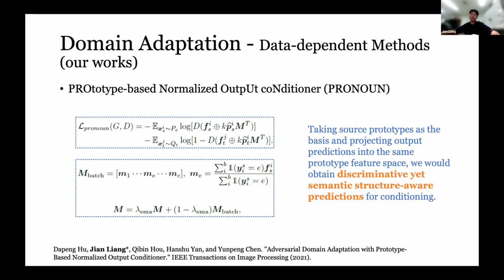Oh yeah, we further come up with another method called particle based noun. This method just tries to project the predictions to the future space. A simple manner is to use the prototype. If we multiply the prediction with the prototype, we can easily obtain the projected representations in the future space.